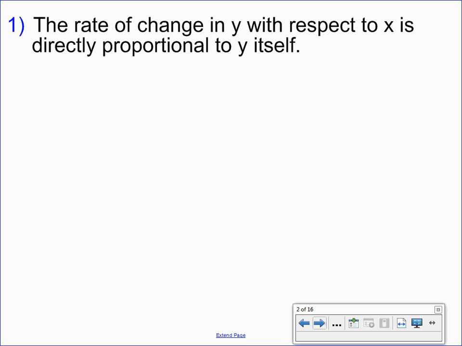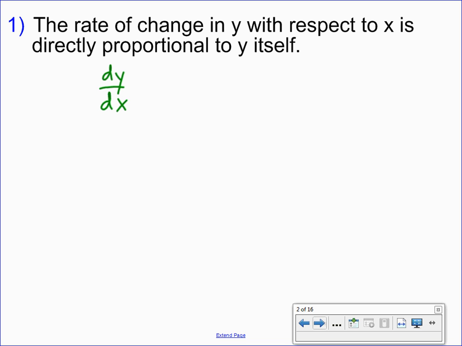The rate of change in y with respect to x is directly proportional to y itself. This is perhaps the most famous differential equation, and it lends to a famous formula you guys have been working with back since advanced algebra. So the rate of change in y with respect to x, we know that's dy/dx, right? And in this case, we're told that that rate of change is directly proportional.